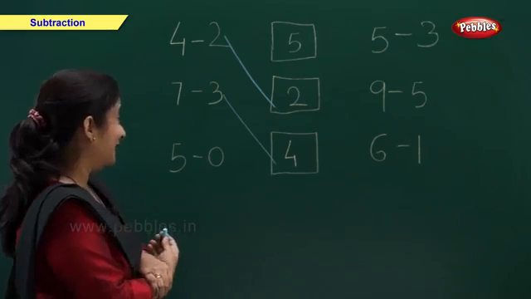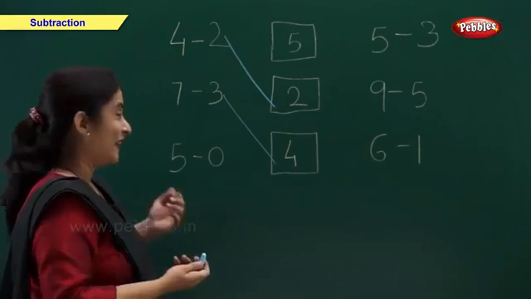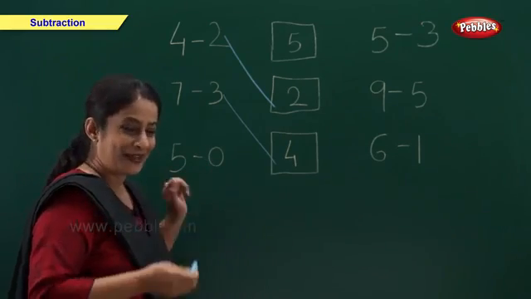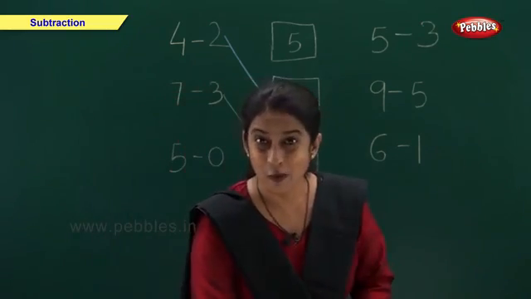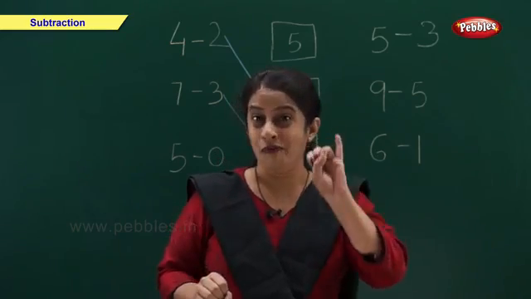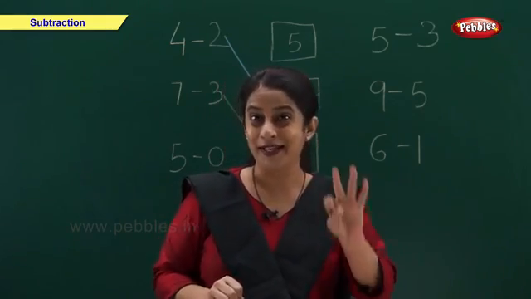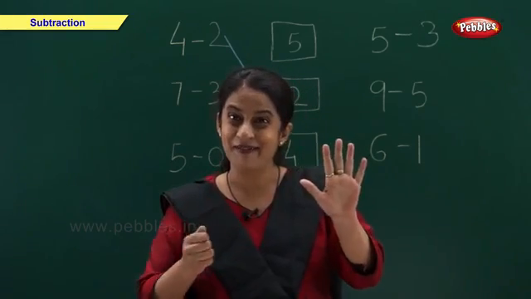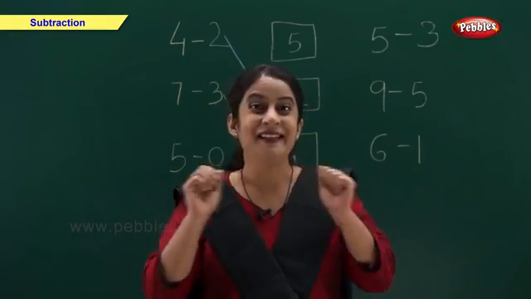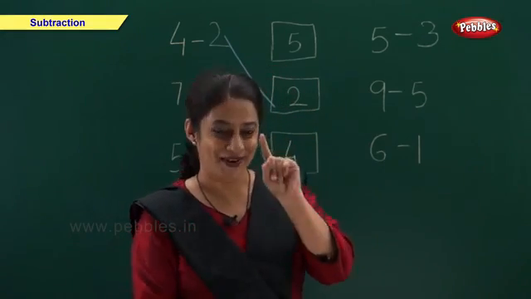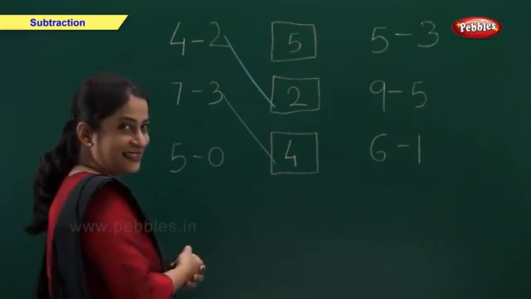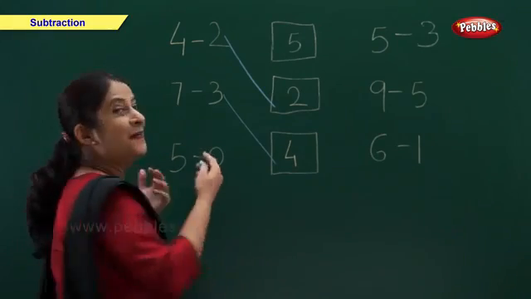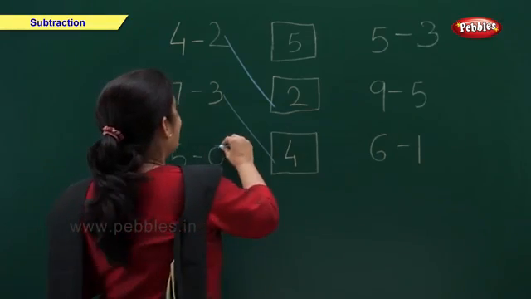Oh, we have some interesting numbers here. We have 5 minus 0. And you know, friends, 0 means nothing. So 1, 2, 3, 4, 5. We cannot minus nothing from 5. So the answer will be, you're right, answer will be 5. So 5 minus 0 is equal to 5.